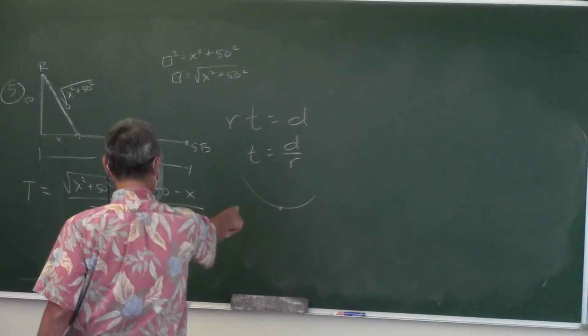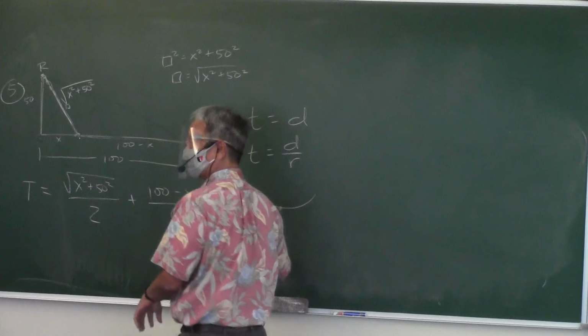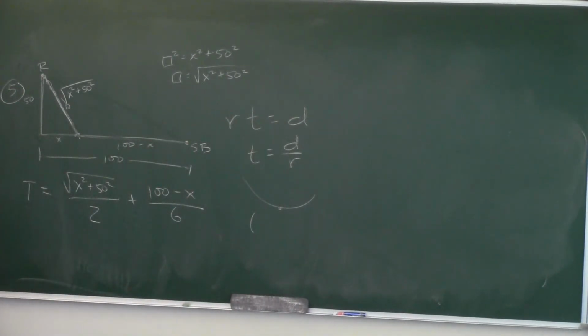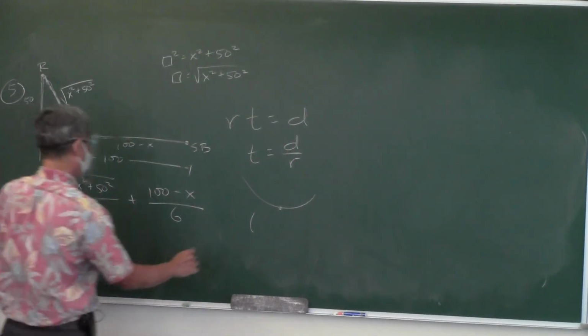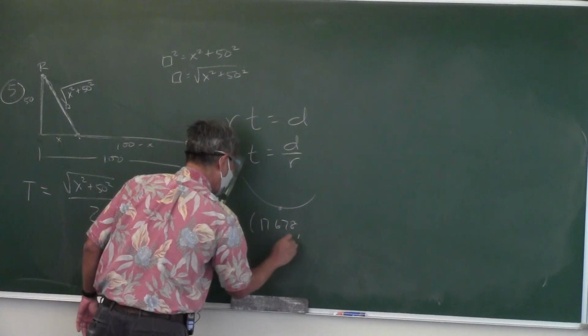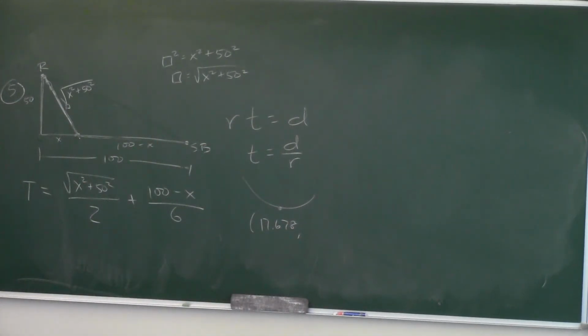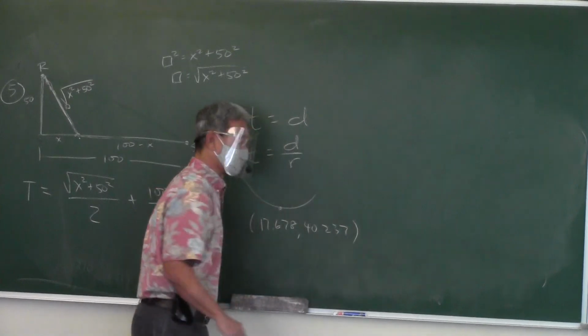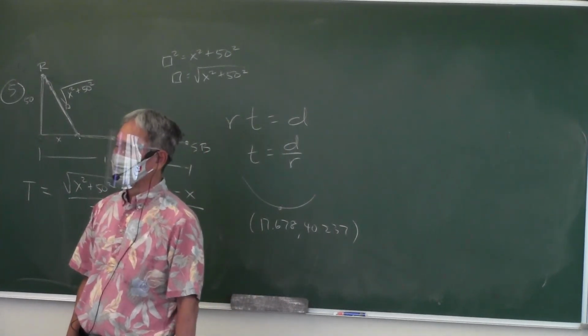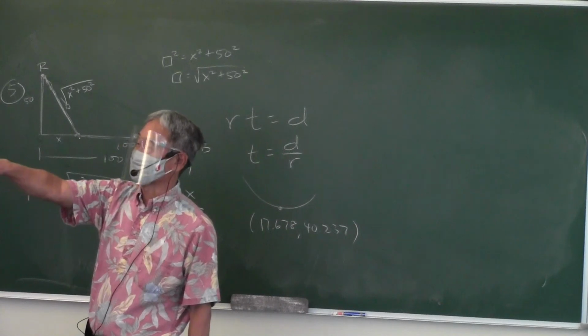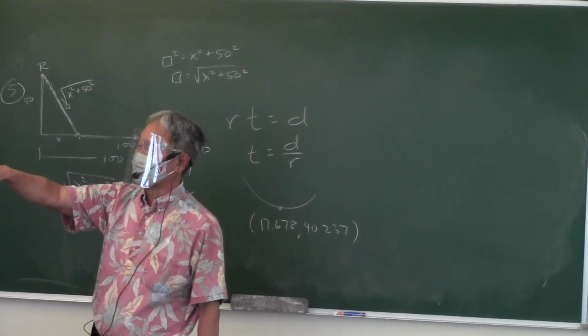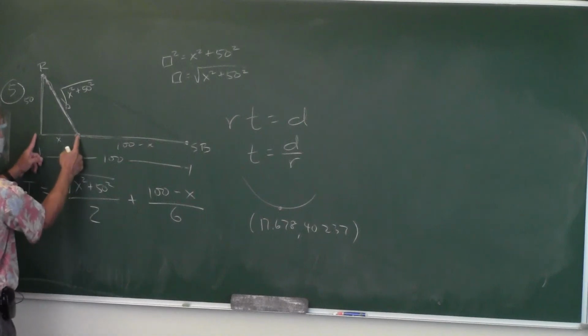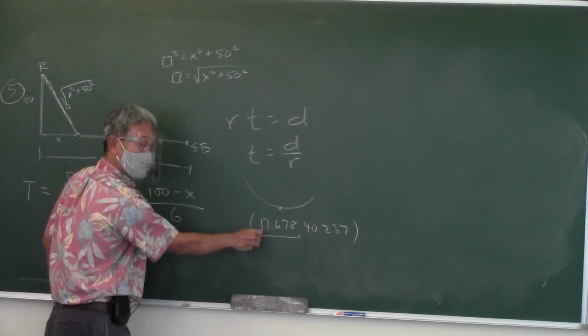All right, so the coordinates of this minimum point are, I can't see. 17.678, and then the y coordinate is 40.237. Okay, now answer the question. Somebody read me the problem. Find the value of x that will minimize the time. So in other words, what is this distance here? Well, is this x? Yep, that's your answer.